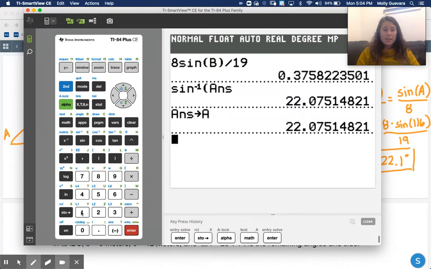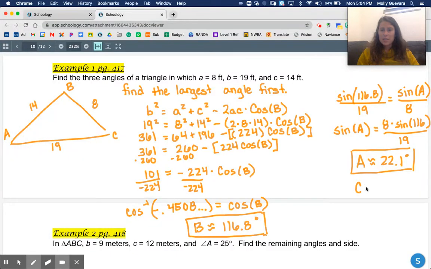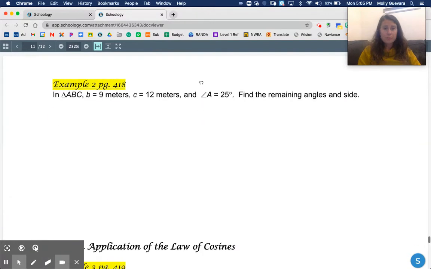Now if I want to find C, I'm just going to do 180 minus A minus B, and I get 41.1-ish, right? So C is about 41.1 degrees. And there it is. So practicing using that law of cosines to find out our one side, and then once we know the one side, then we can use law of sines. So let's look at another one of those.